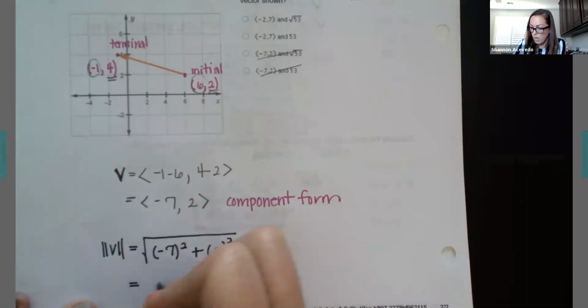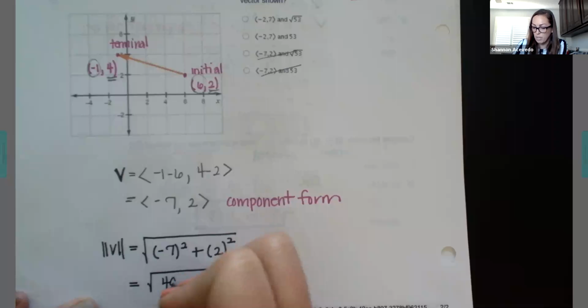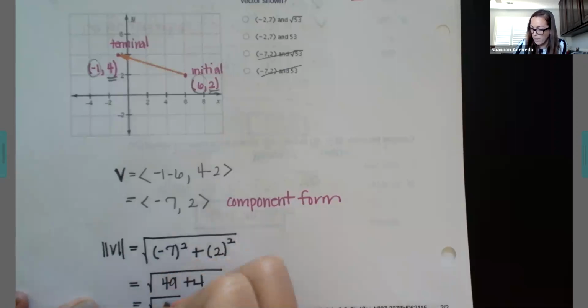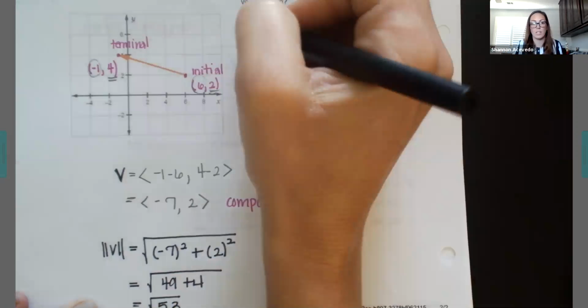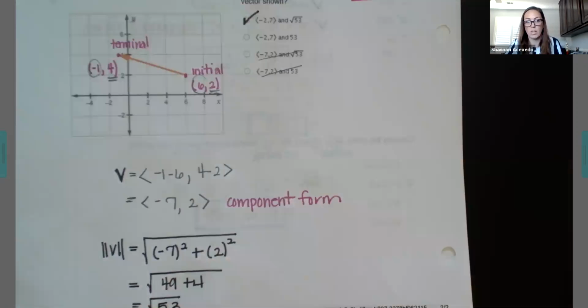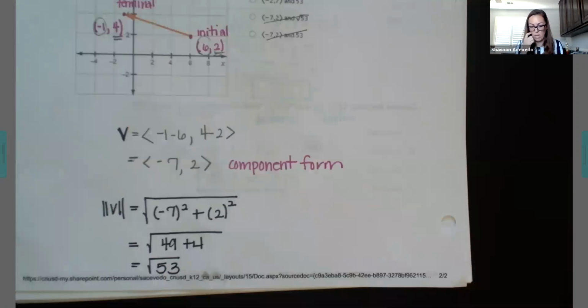So the square root of -7 squared is 49 plus 4, and this is going to be the square root of 53. So I can see then, there's my answer. It's that square root, sorry you guys, square root of 53.